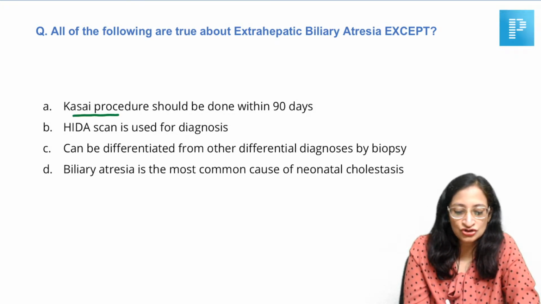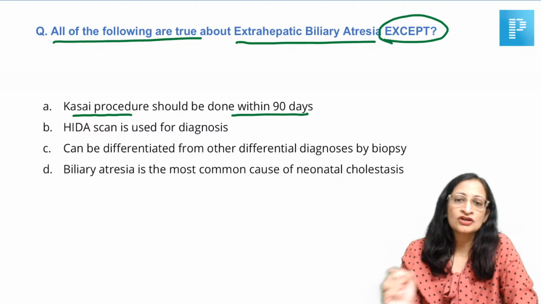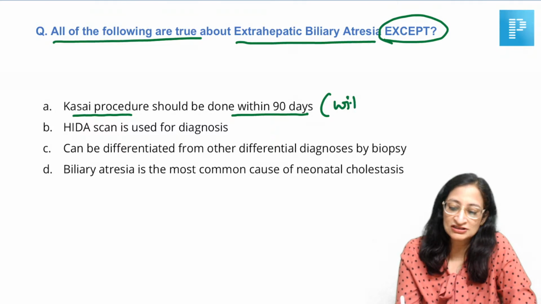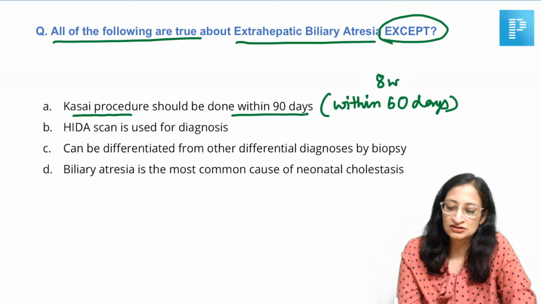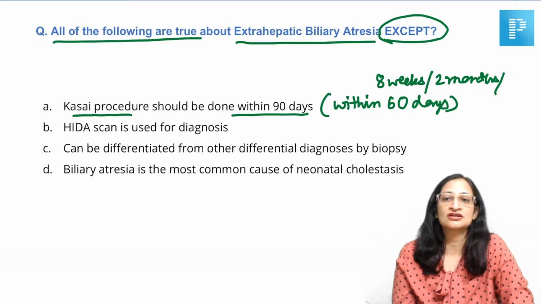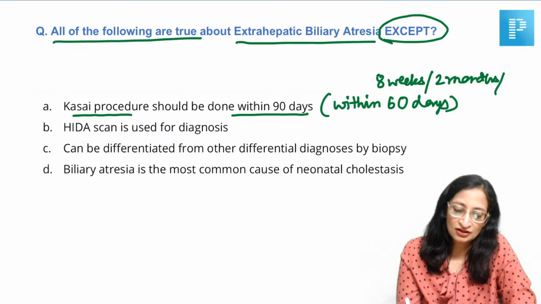Kasai procedure should be done within 90 days. All of the following are true about extrahepatic biliary atresia except is the question. The Kasai procedure, or hepatic portoenterostomy, should ideally be done within 60 days. Everywhere it is mentioned that it should be ideally done within 8 weeks or 2 months or 60 days and not 90 days. Even the latest edition of OP Ghai still mentions it as 60 days. If it is done within 60 days, it has a good prognosis, not 90 days. So this is not true.